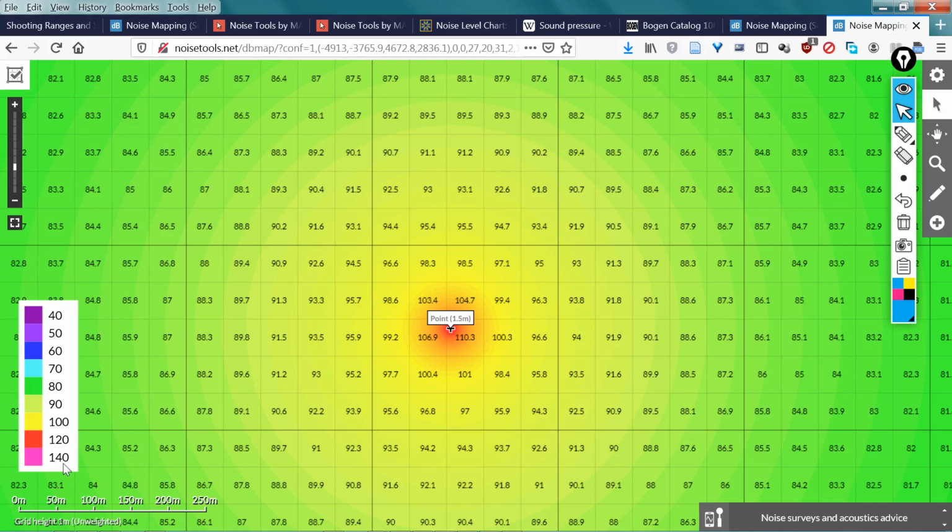Where 140 decibels is extremely loud, and 40 decibels is getting to be a very soft conversation. 20 decibels is, well, I'll explain that later. I'll give you a graph of all of the levels of decibels and what they mean and things like that.